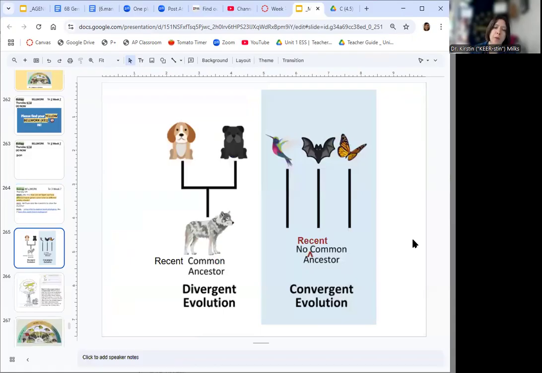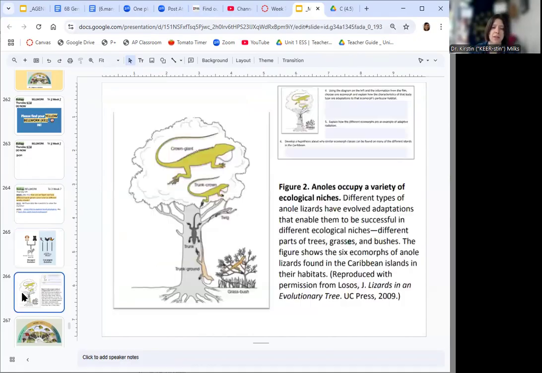So remember the story about how there's recent common ancestry and that's divergent evolution, and then you can have no recent common ancestor. I tried to fix this particular situation because they do have a common ancestor. We're all commonly related, but flight is not closely evolutionary related, right? So what we're going to try to figure out together today is all of those islands in the Caribbean.